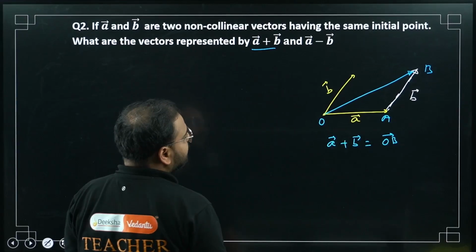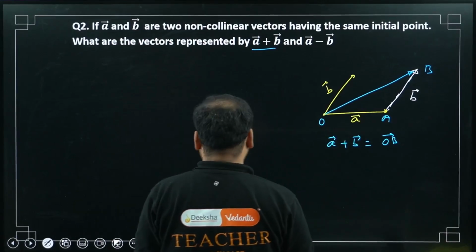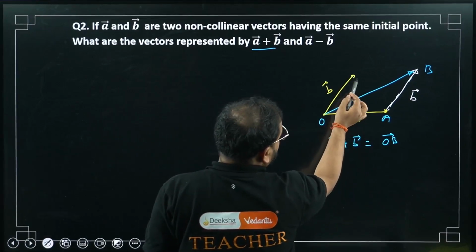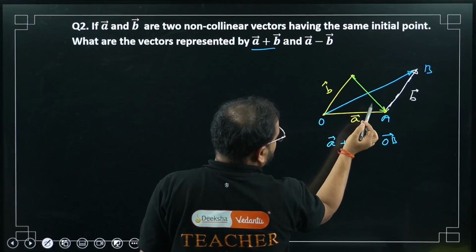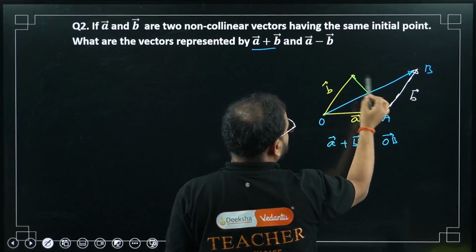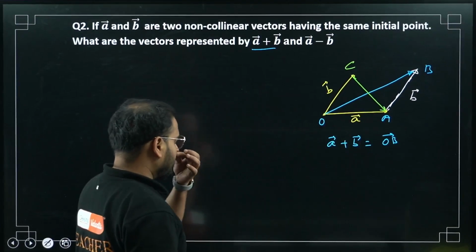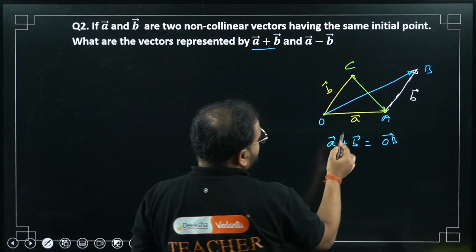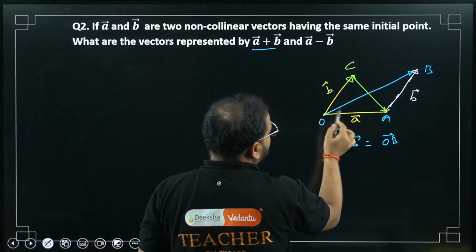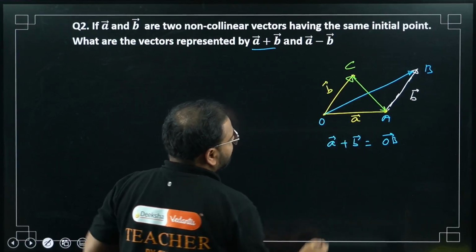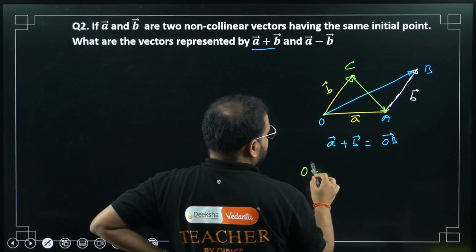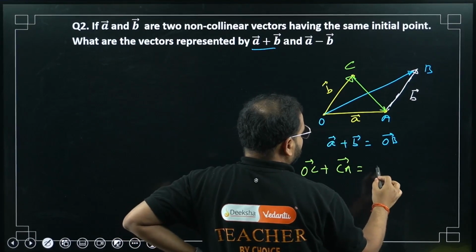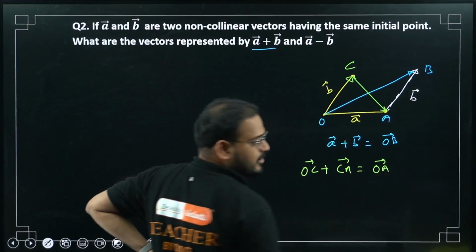What about A minus B? Please check. For this, I'll draw this diagonal. Let me call this A, and B is there. I'll call this point C. Now, how will you represent this? The same rule applies, tail and head. So I can write OC vector plus CA is equal to OA, by the triangle law of addition.